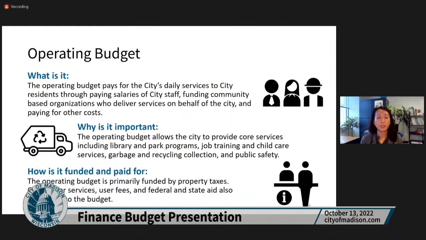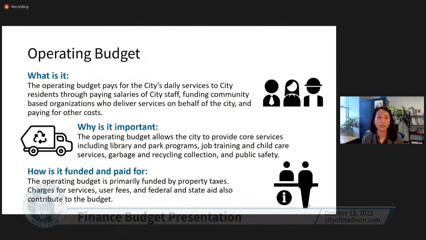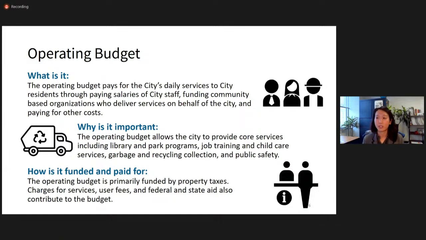The operating budget is really the day-to-day services of the city. This is paying for staff salaries, funding that goes directly to community-based organizations who provide services on behalf of the city, and other costs. So this is core services like trash and recycling pickup, keeping libraries open, offering park programs, having job training programs, and more. The operating budget is primarily funded through property taxes. That covers a little over 70% of the city's revenue. Other sources include user fees, federal and state aid, and some other sources as well.